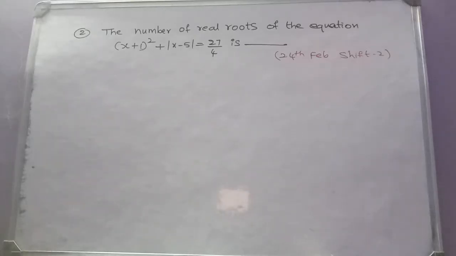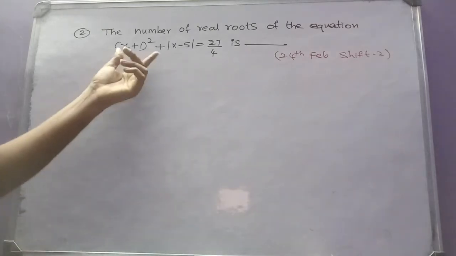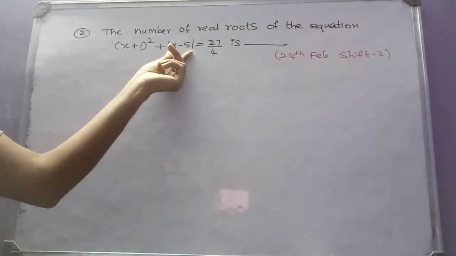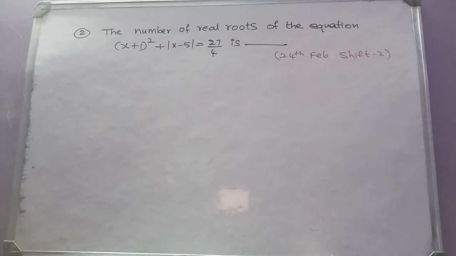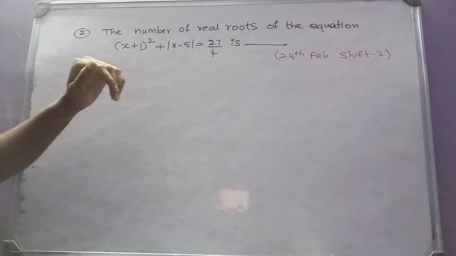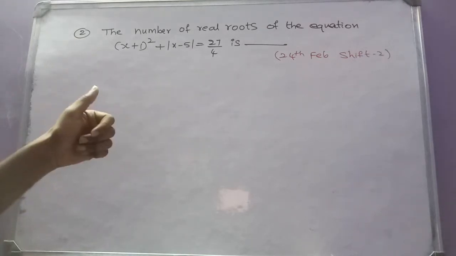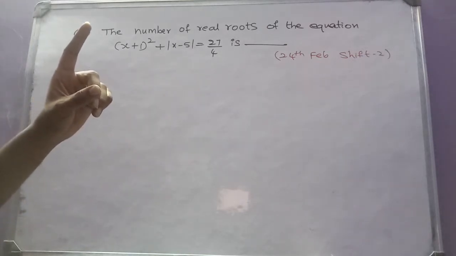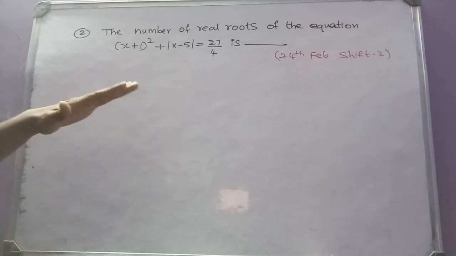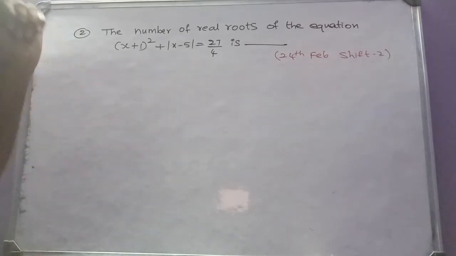Our second question: the number of real roots of this equation, which contains the absolute value mod of x minus 5. We have discussed this concept in the topic called equations containing absolute values. You can find this topic in the playlist of quadratic equations in this channel. After the completion of this video, if you want, you can go and check that video also. We have discussed so many problems, which are of the models of equations containing absolute values.